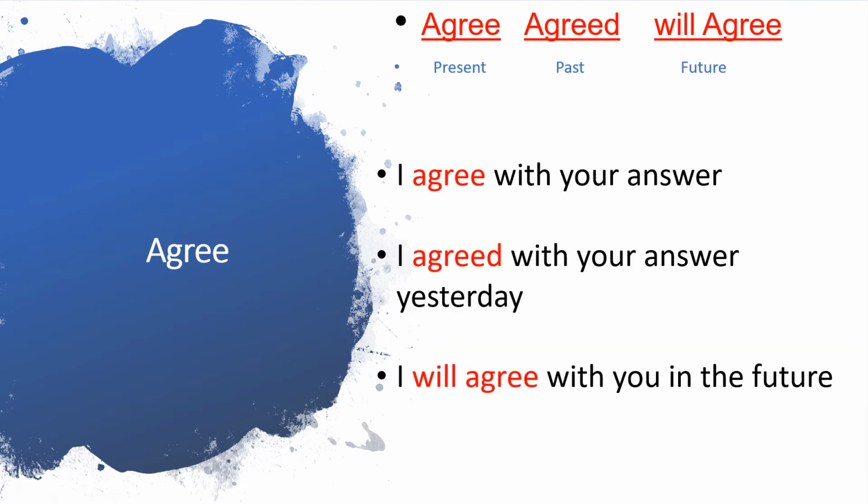Our next one is agree. Present, agree. Past, agreed. And future, will agree. And our 3 examples, starting off with the present. I agree with your answer.